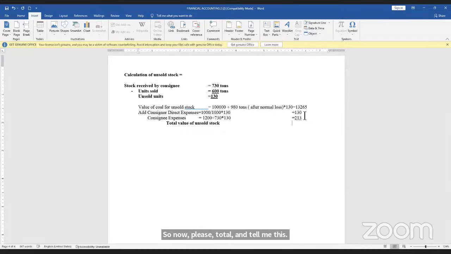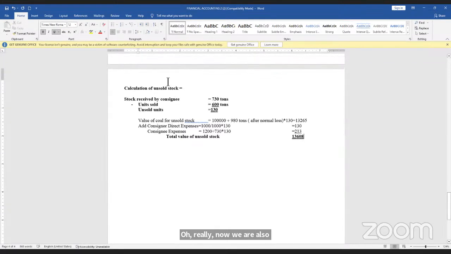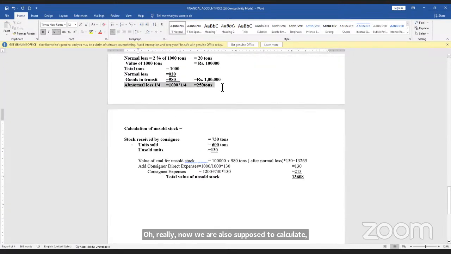213 plus 130 plus... 13,608.55. That is very good. 13,608. This is the unsold stock value. Right? We did that. Now we are also supposed to calculate abnormal loss. Normal loss we don't calculate, which is unavoidable, but abnormal loss has to be calculated.